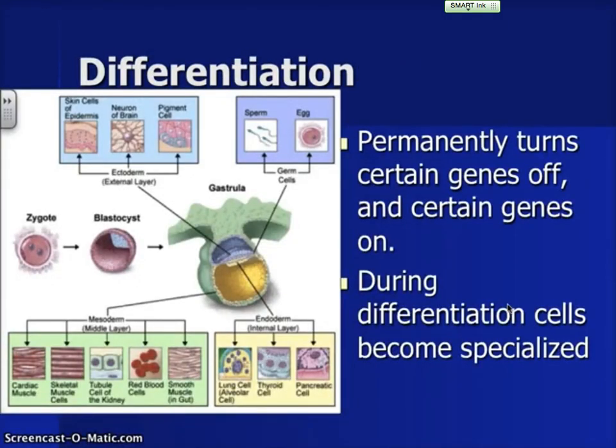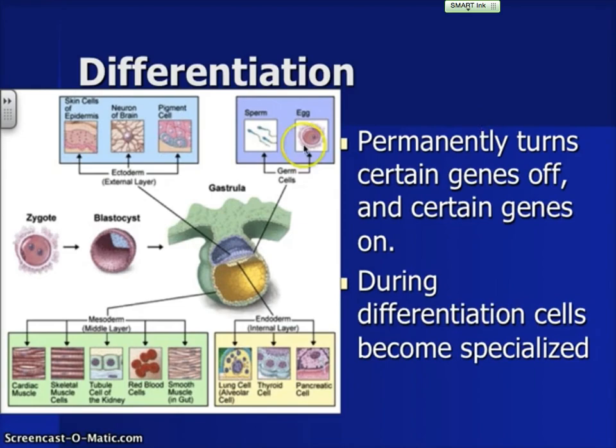Differentiation allows certain genes to be turned on in order for that cell to get its function, and certain genes to be turned off. So if a cell becomes a skin cell, it'll have the genes just to be a skin cell. And any of the genes that would code for it to be a red blood cell or a white blood cell are going to be turned off. That way, it can only do its job as a skin cell. This is when cells get certain jobs and they become specialized during differentiation.